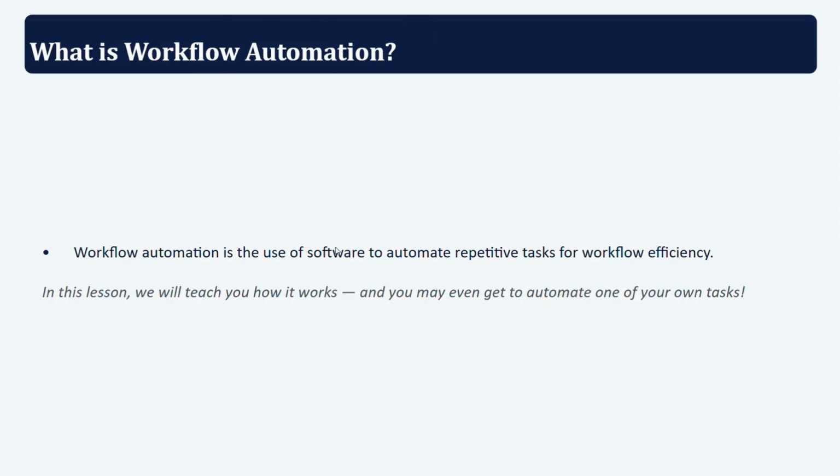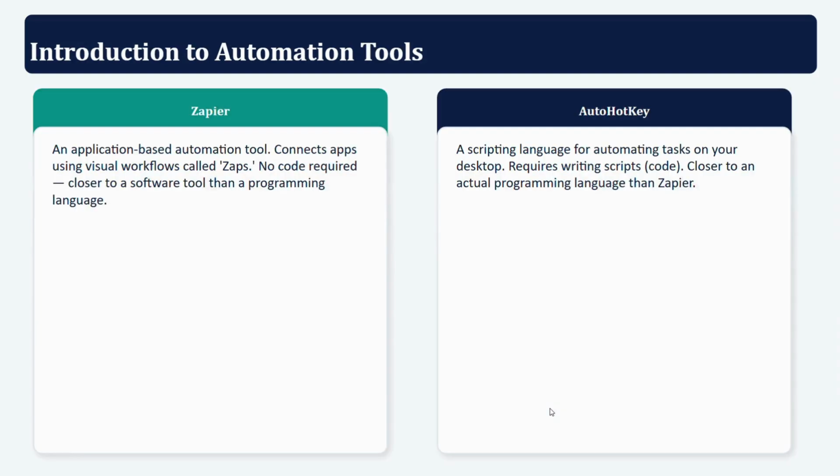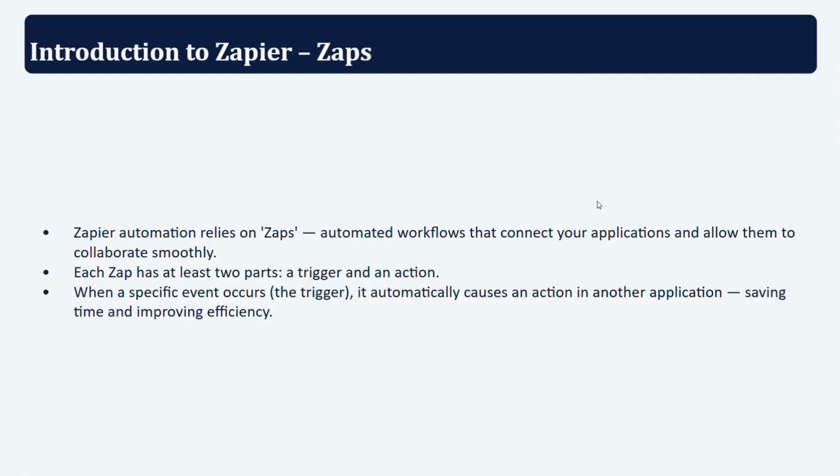So, what is workflow automation? It's specifically the use of software to automate repetitive tasks for workflow efficiency. We will teach you how it works, and you may even be able to do one on your own. So, Zapier is an application-based tool. Using workflows called Zaps, you don't need code, and you can use this tool to automate workflows instead of a programming language. AutoHotkey is more like a scripting language, so you have to learn to kind of code to automate the tasks. So it's more explicit than Zapier.